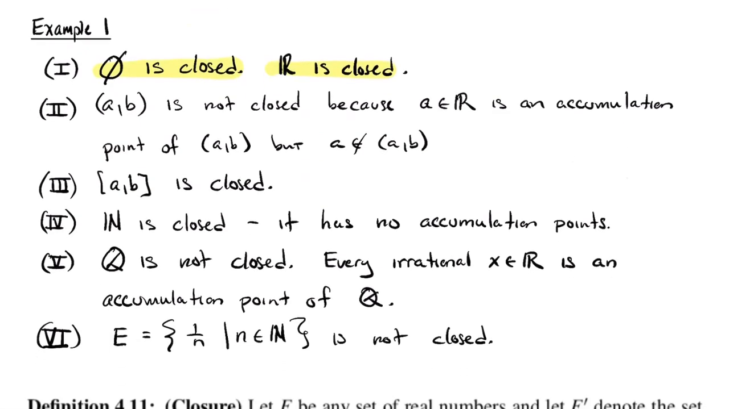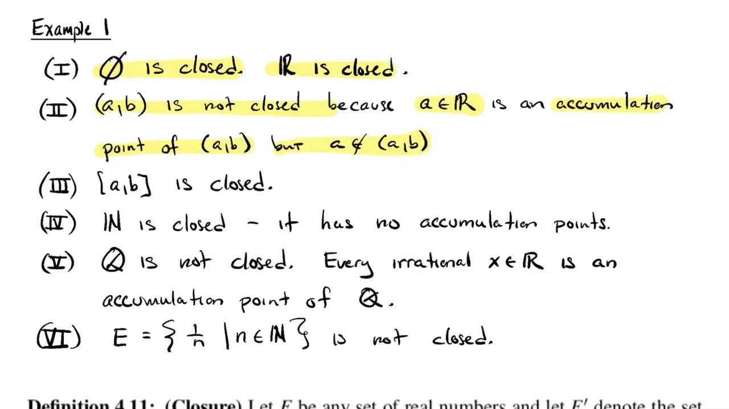Let's look at some more here. The open interval from A to B is not closed. That's kind of a good thing. Well, because one of its endpoints, say A, is an accumulation point of the open interval, but it doesn't belong to it. So the open interval from A to B is missing one of its accumulation points, namely A. It's also missing B. B is another accumulation point of that set that's not in the set. So it's not a closed set.